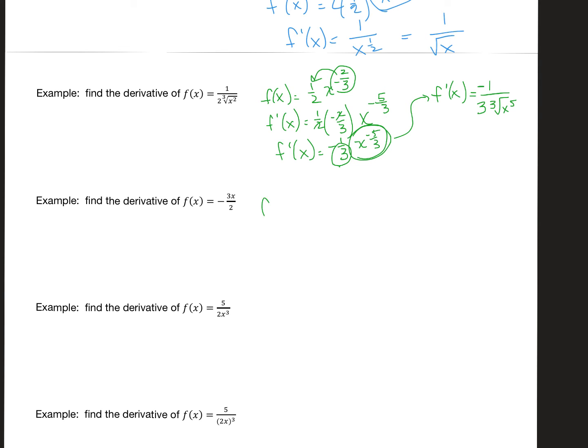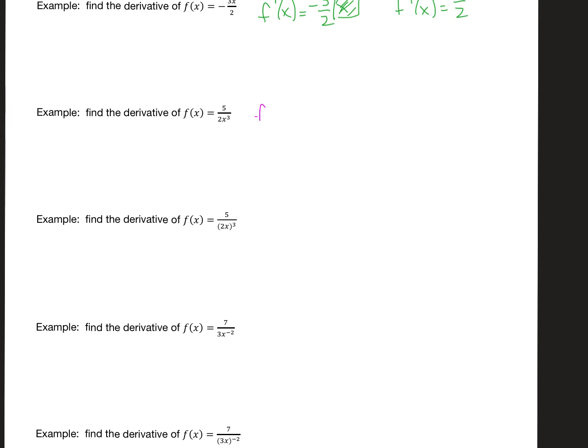So let's see, the derivative. This exponent is a 1, so when I multiply by what's out in front, the coefficient, you get -3/2. And then you write your x and decrease the exponent by 1, but then all of this ends up being a 1. That's just 1. So the derivative is just -3/2.